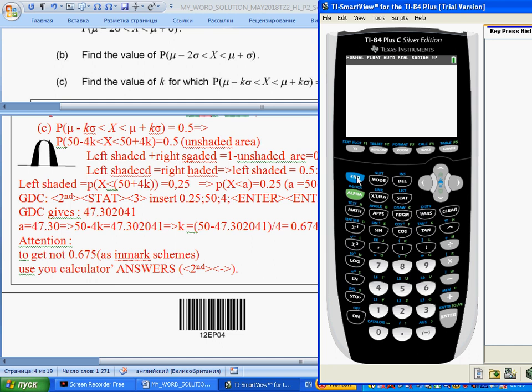Okay, so we press second, vars, inverse normal number 3. So area, here we change it to 0.25. Enter. Mu is again 50. Sigma is still 4. And we get this value 47.3.